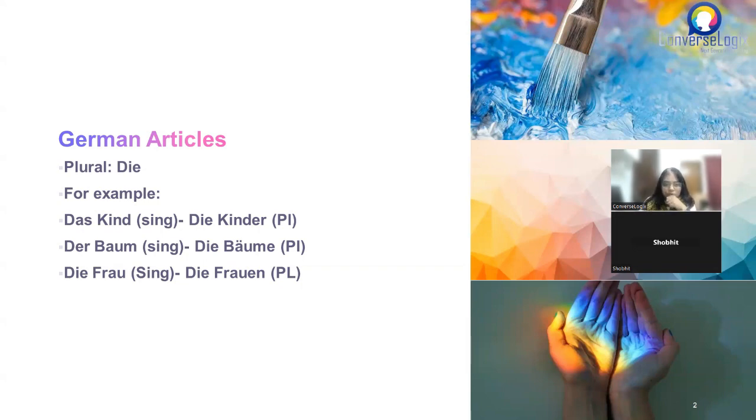Now you must have noticed that every plural form looks different. So Kind becomes Kinder. Baum becomes Bäume. Frau becomes Frauen. So somewhere we have an n, somewhere we have added an umlaut, somewhere we have added an r. Right? So this is the thing we have to learn, the plural forms. We have to learn them, and every plural form has some kind of difference.